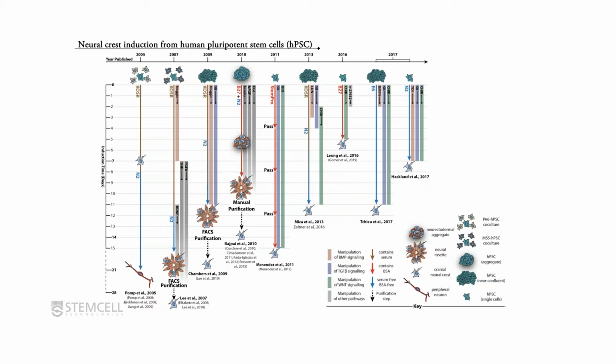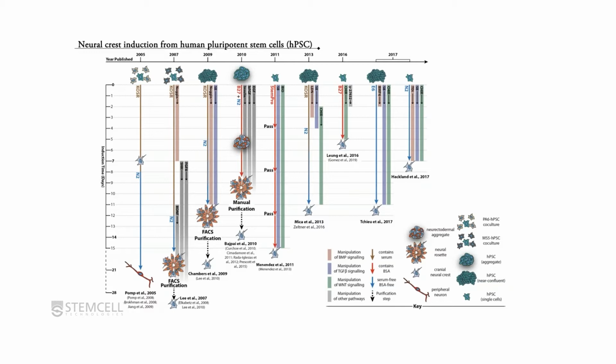The color of the downward arrow represents the media supplement, whether it's knockout serum, a BSA-containing supplement like B27, or a BSA-free supplement like N2. And the signals used to direct the cells towards a neural crest fate are represented by colored bars to the right of the arrow. So as you can see, the PUMP publication kicked off a 15-year-long period of refinement that is depicted here and resulted in a move towards better defined systems.